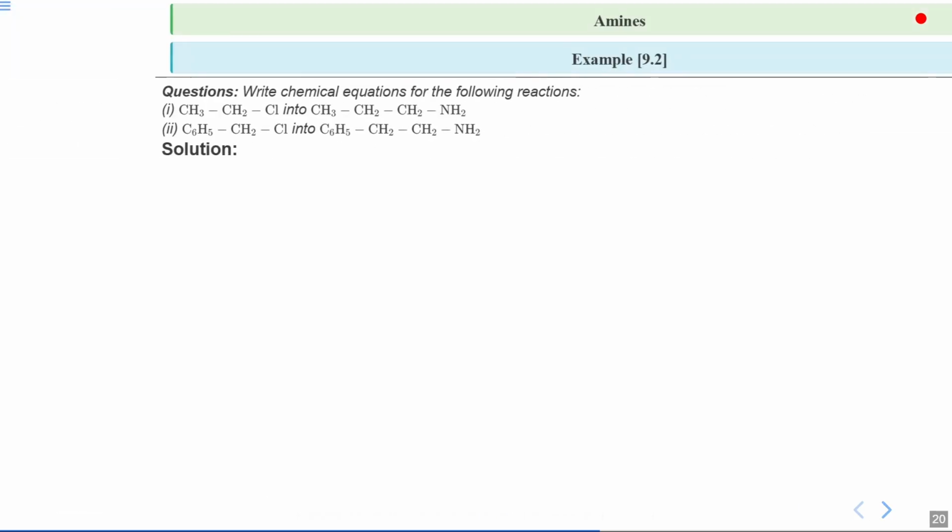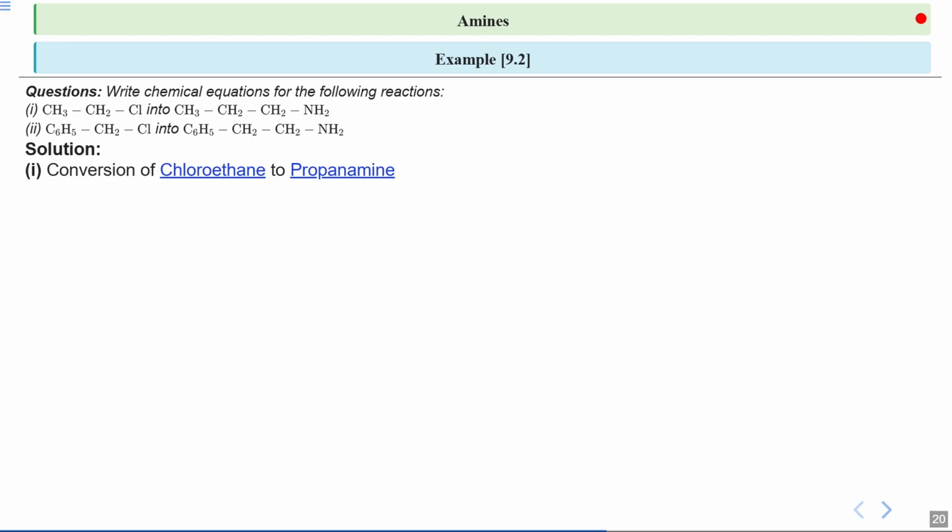Okay, so first we will see the conversion of chloroethane. This is chloroethane, CH3CH2Cl, and we convert it into propane amine, which is CH3CH2CH2NH2. If you see, chloroethane is an ethane molecule with a chlorine atom attached. Our main goal here is to replace this chlorine atom with the amine group.